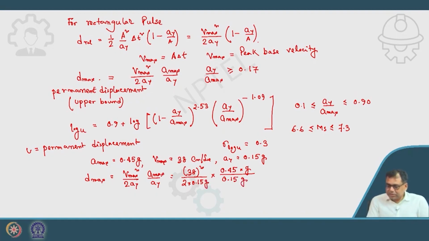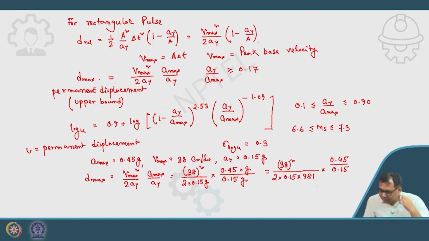Here also it is g. So these two g will cancel, but there will be another g, so I have to put in the value. So 38 square divided by 2 into 0.15 into 981, into 0.45 divided by 0.15. Here the 2g will cancel, but I have to put the value of g as 981 centimeter per second square. The numerator is centimeter per second, squared, so ultimately the unit will be centimeter. If I put in these values, it will be 14.72 centimeter.